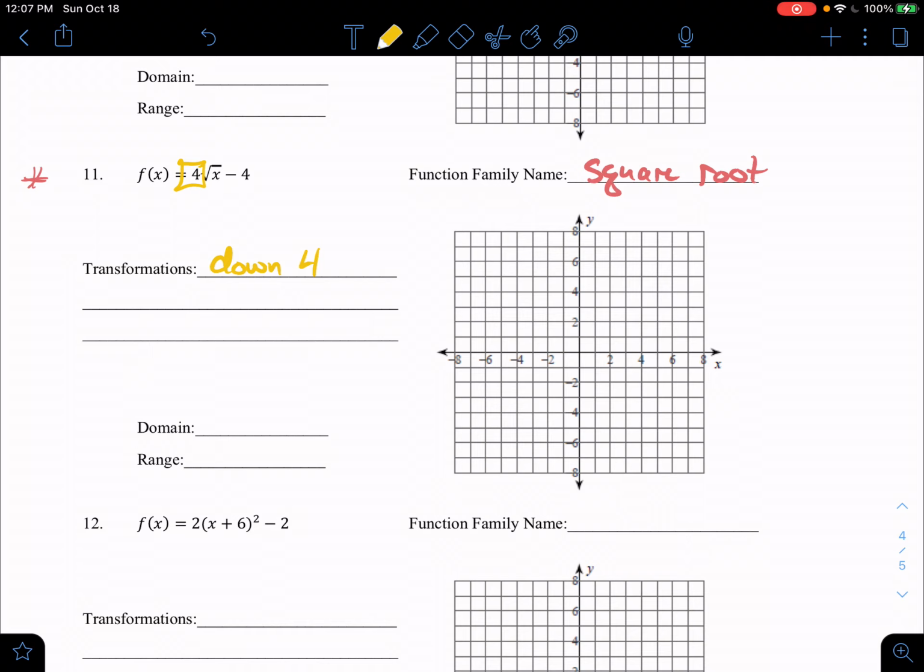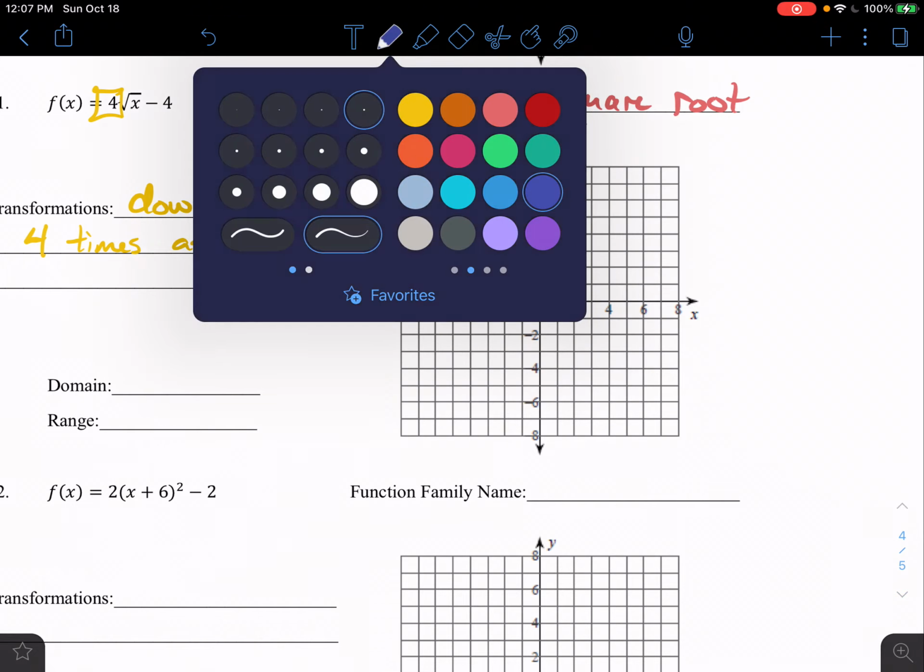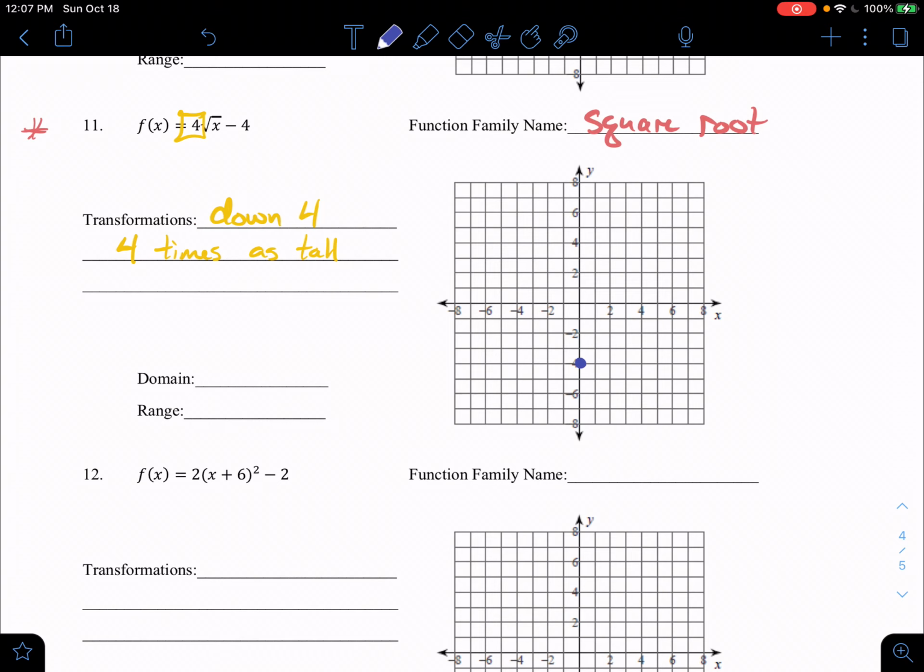And then the last part is this 4 on the outside. So remember, when there's a number out front of it, we just say it's going to be 4 times as tall. So it's going to be a lot taller than the normal one. So our locator point, which normally was at 0, 0, is now just shifted down 4 units. So when we come over there, x and y.